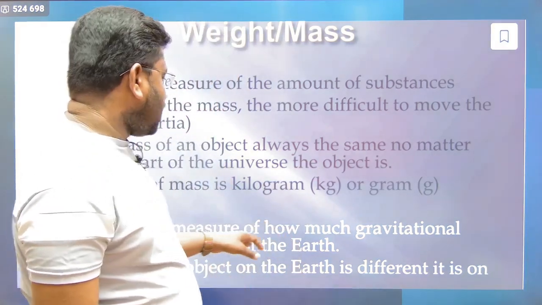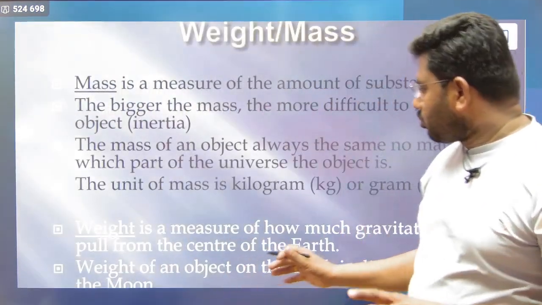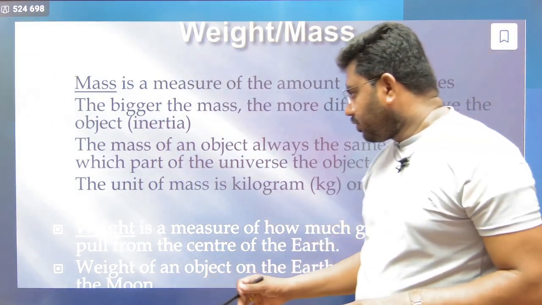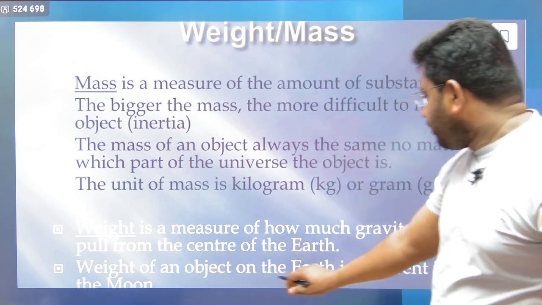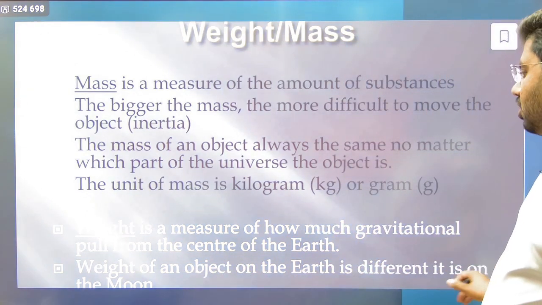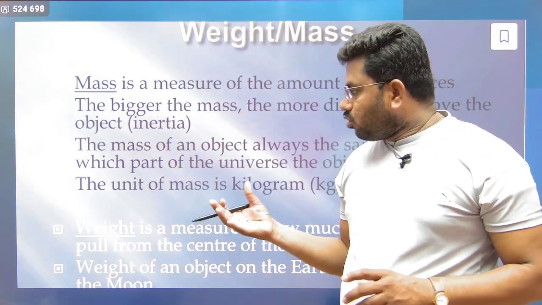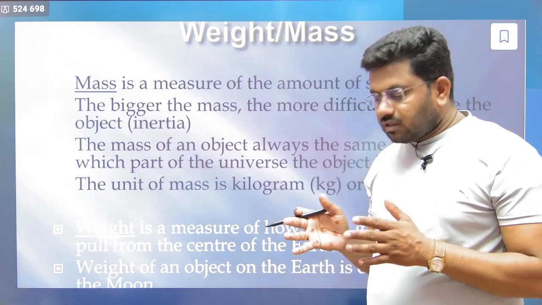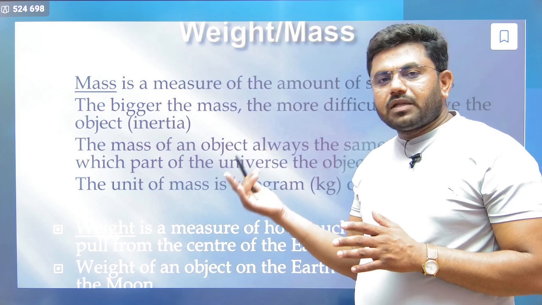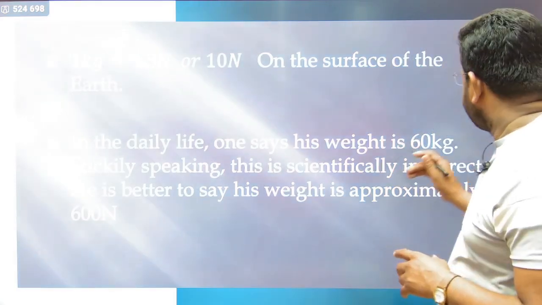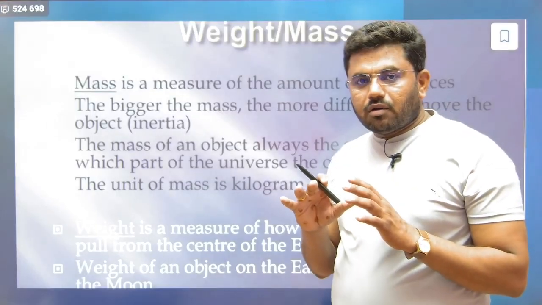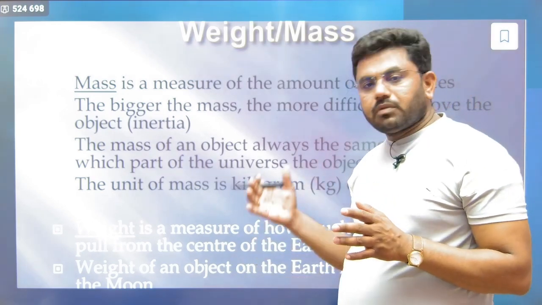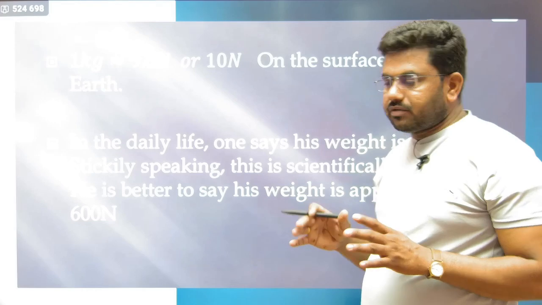Weight is the measure of how much gravitational force pulls toward the center of the earth. The weight of an object on the earth is different from on the moon, because more force is applied by the gravitation of the earth, and that's why there is more weight here in comparison to the moon. On the moon there is less gravitational force, so there is less weight.